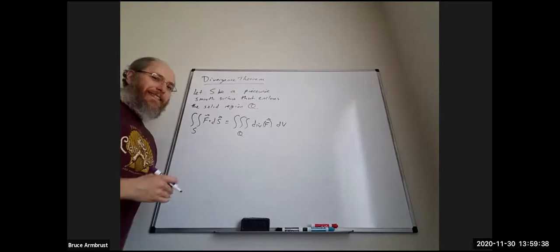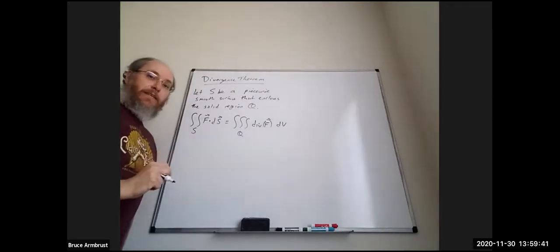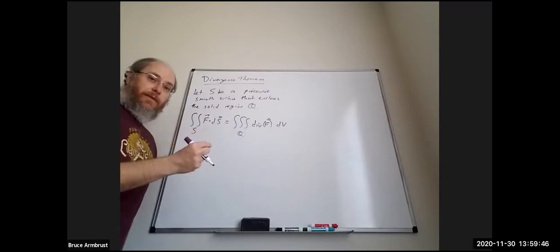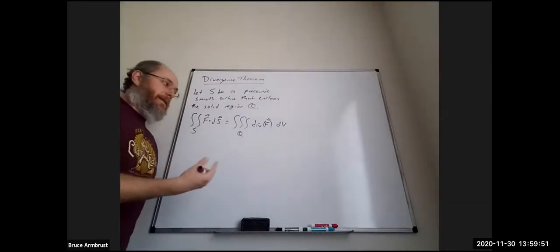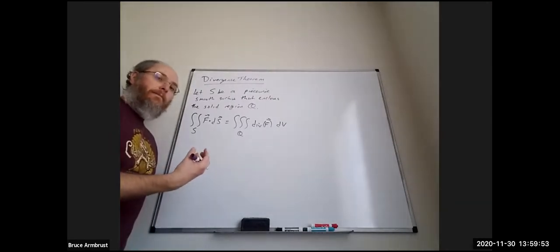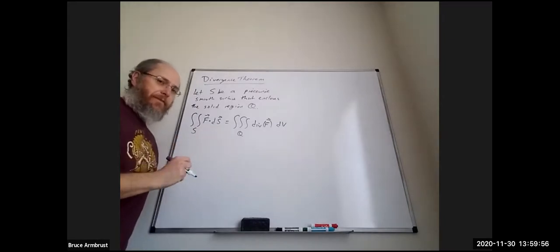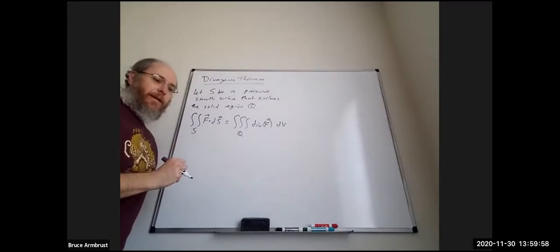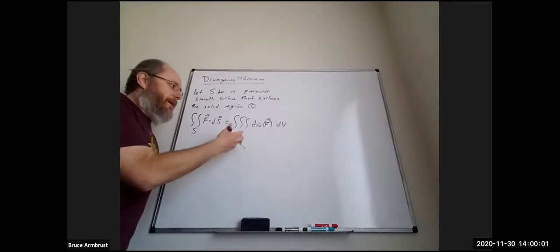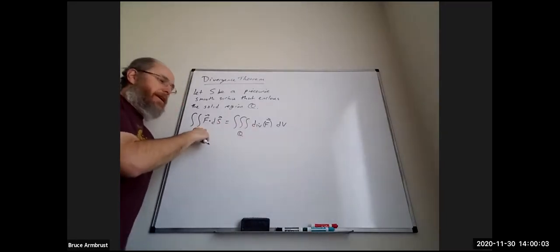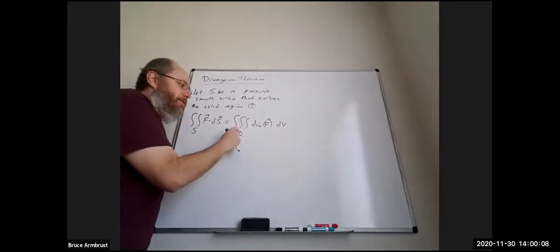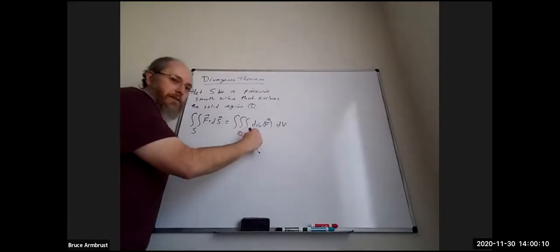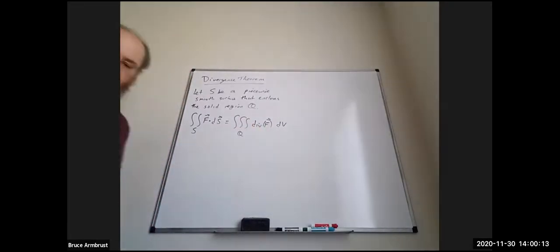So hopefully you can see the parallel to what Green's theorem was for 2 dimensions. In Green's theorem, we had a closed curve, and we saw that it was the same as the double integral of some stuff. Well, it's kind of the same idea here. Now we're doing a surface integral over a closed surface, and it's equal to the triple integral over that region of some stuff. And in this case, it's the divergence of F.